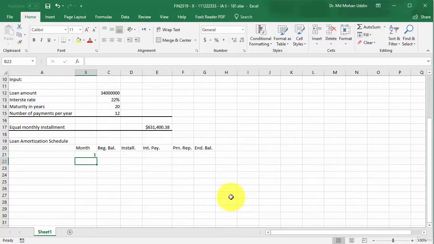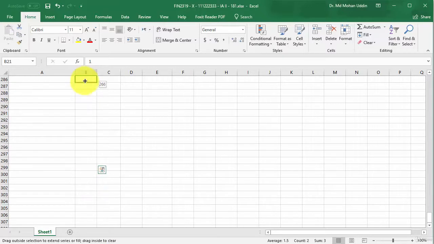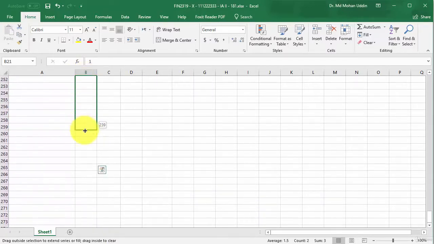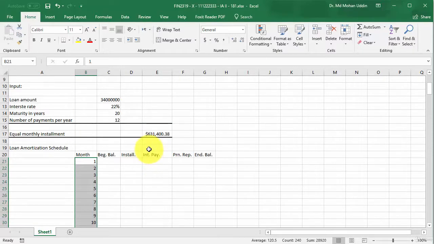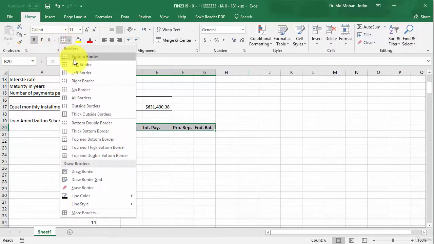The first month is month 1, second month is month 2. Now let us select these 2 months and then click here. When the cursor becomes a plus sign, drag it until we get up to 240 months, because we have already got the information that our loan will be repaid in 240 months, and based on that we have got our installment payment.